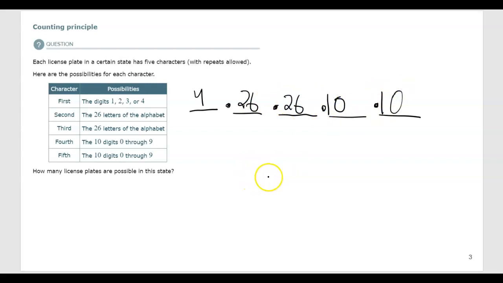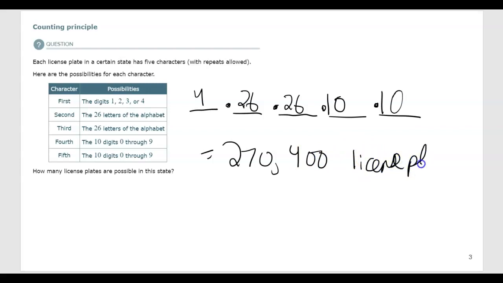Okay, we should have gotten this, and we were allowed to repeat numbers, so it's going to be 26 and 26. So what this comes out being is there's this many license plate options for the state.